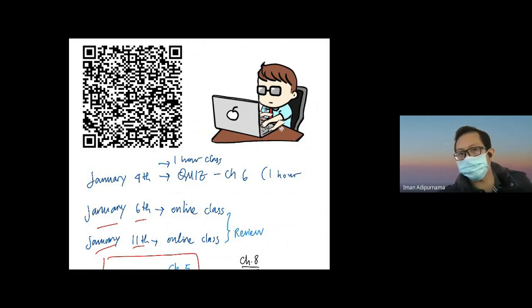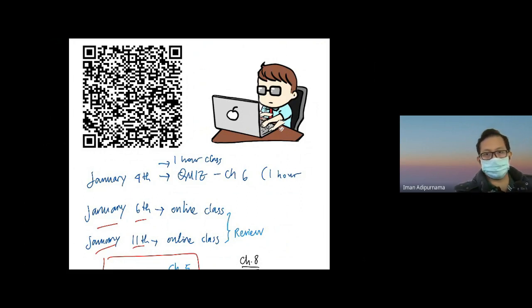You can scan the QR code if you just came. Also, the answer key for the midterm and the makeup midterm I will upload, I think, this week. Hopefully on Tuesday I can deliver the result if you joined the makeup midterm, so you will know the result on Tuesday when we have a quiz. So please don't forget to come to class next Tuesday. We will have a chapter 6 quiz.